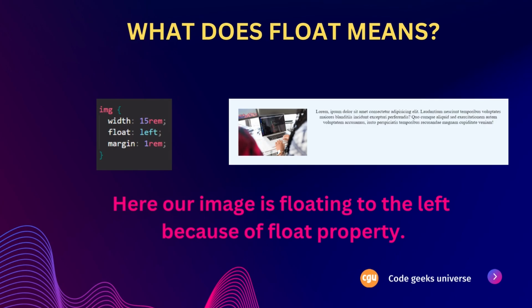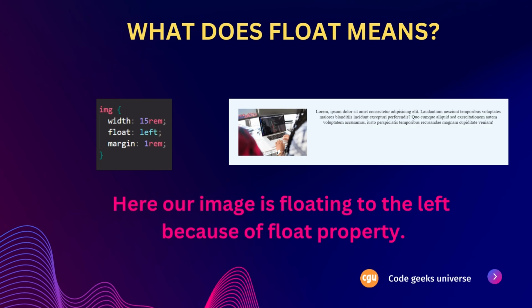Well, when you apply the float property to an element, you are essentially telling it to move to one side of its parent container, either to the left or the right side. This creates a flow where other elements can wrap around it, like text around an image.